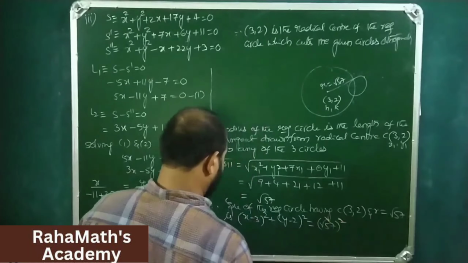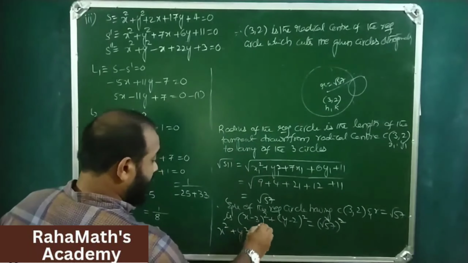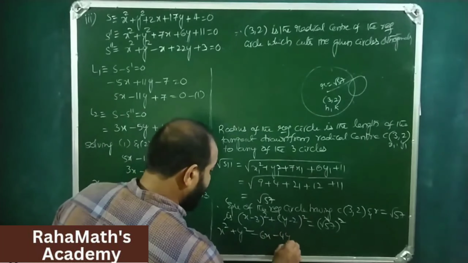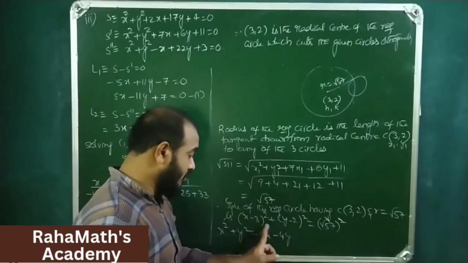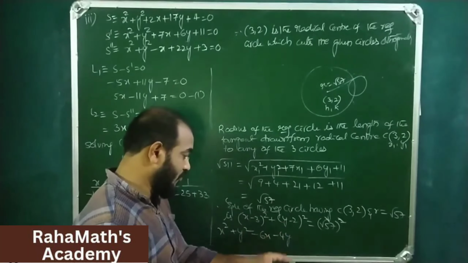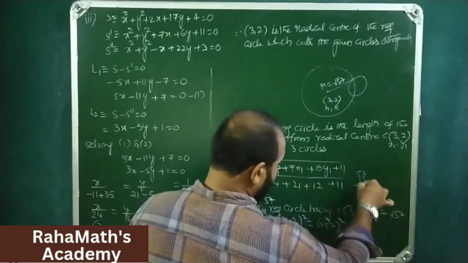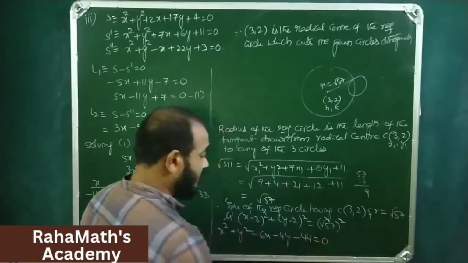The square root gets cancelled. This is x square plus y square minus 2 3s are 6x minus 2 2s are 4y. Then 3 3s are 9, 2 2s are 4, which is 13. 13 minus 57 is minus 44, equals to 0.